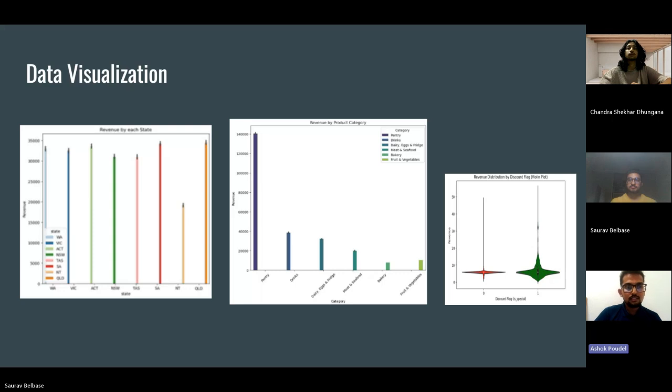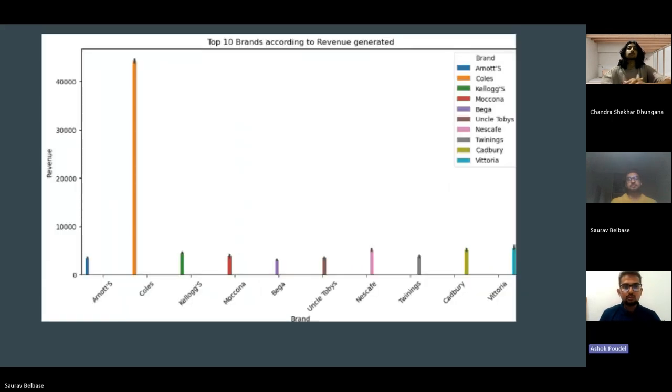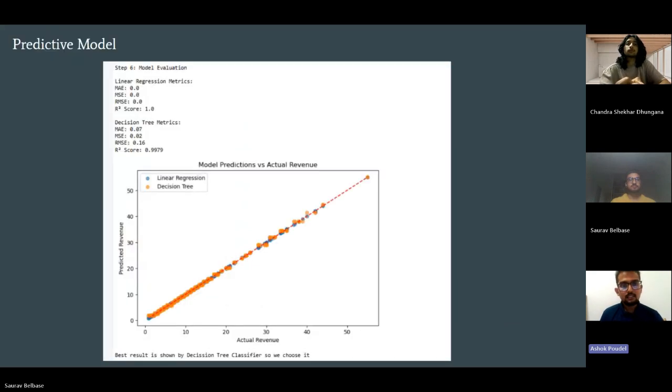And the next slide, please. And this slide shows the top 10 brands according to revenue generated, and the bar chart ranks the top 10 brands by revenue. And as you can see from the plot, Coles is the highest earning brand with revenue close to 45,000 AUD, and the remaining brands, from Arnott's to Victoria's, have revenue values clustered around similar values of around 10,000 AUD. And next slide, please.